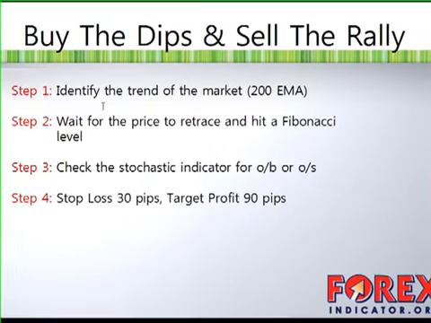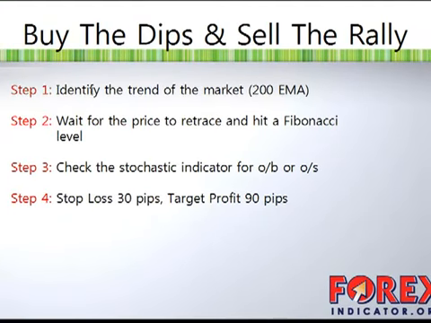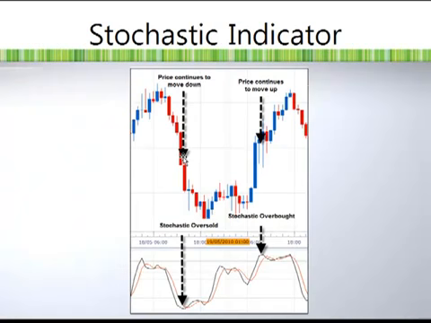Once we identify the trend of the market, we wait for the price to retrace and hit the Fibonacci level. The best levels are the Fibonacci 0.382, 0.5, and 0.618. These are very strong support and resistance levels. Once the price hits the Fibonacci level, you go to your stochastic indicator to check whether it is overbought or oversold. What do I mean by overbought or oversold? Let's take a look here.